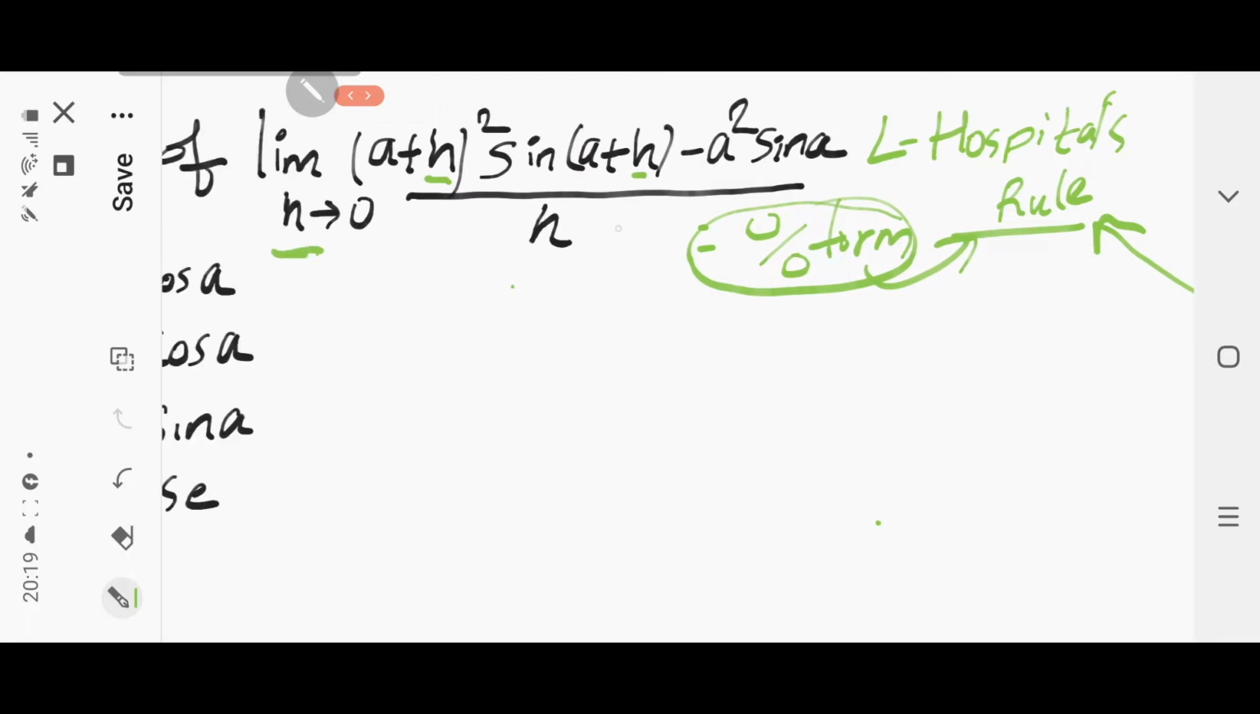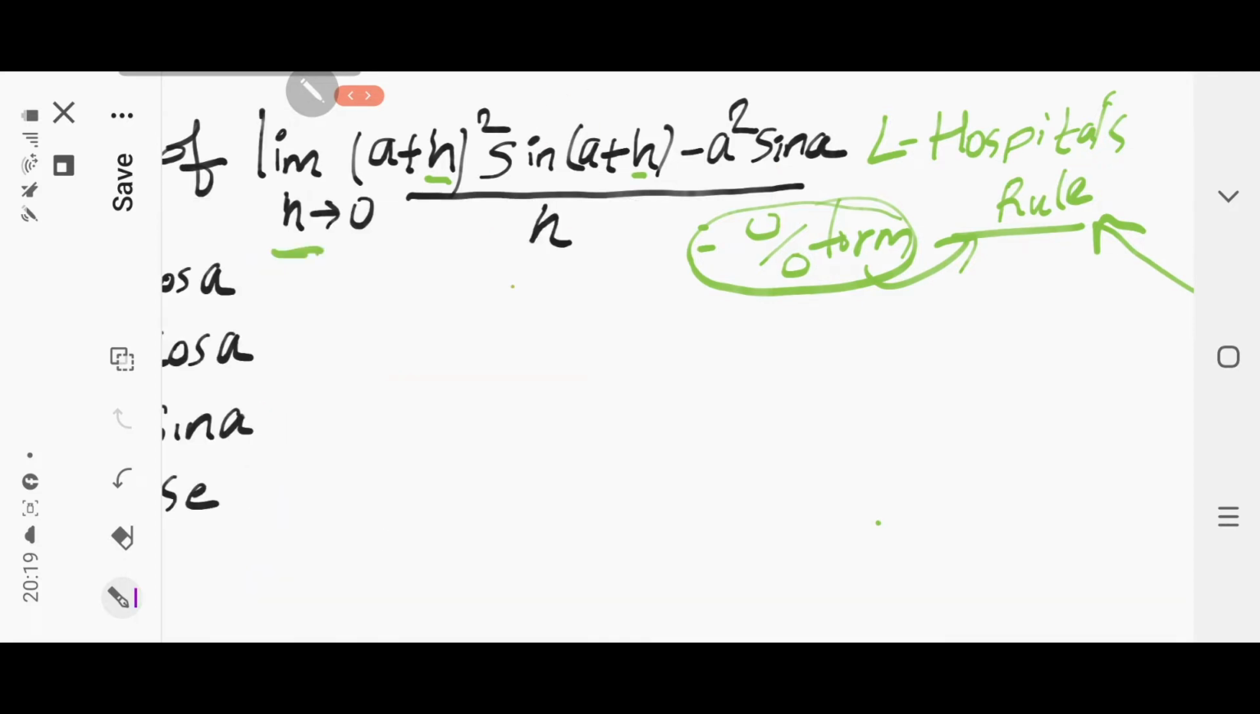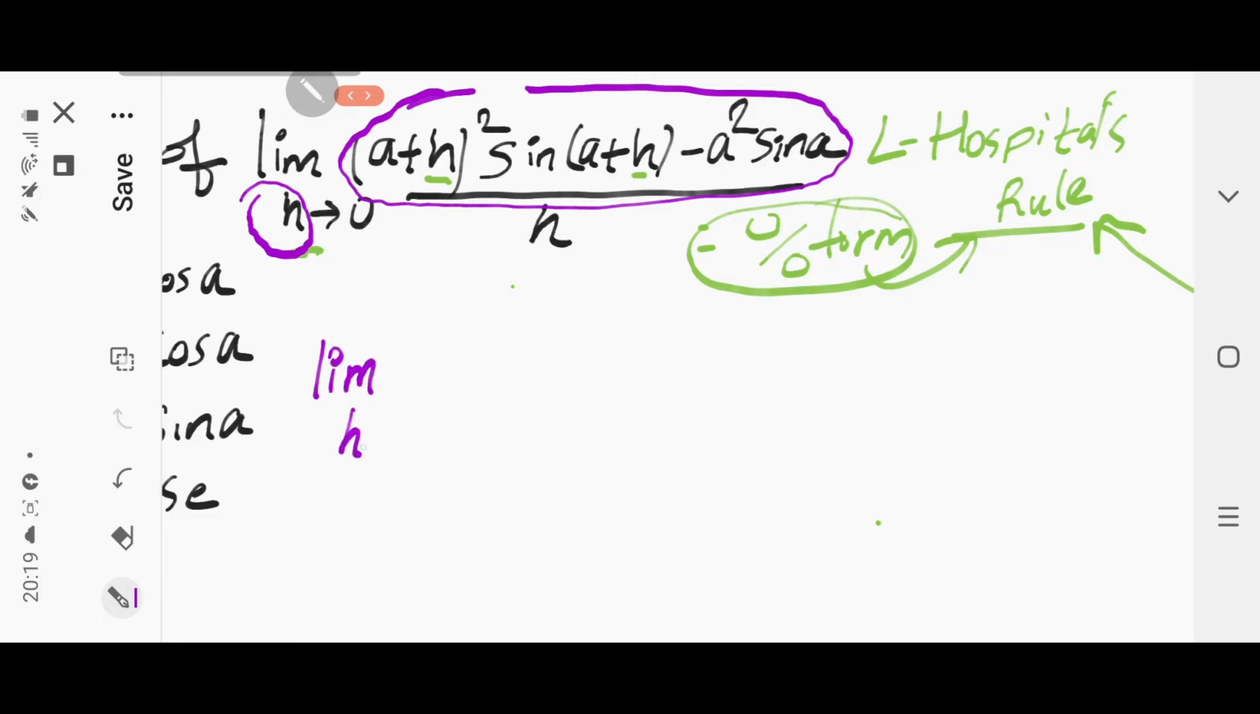You have to take the derivative of the numerator. With respect to what? Here the variable is h. That means with respect to h, you have to take the derivative of the numerator. That means limit h tends to 0.